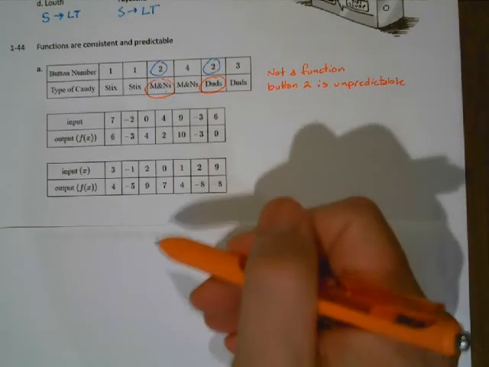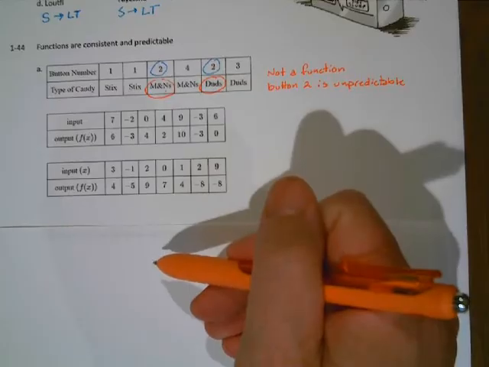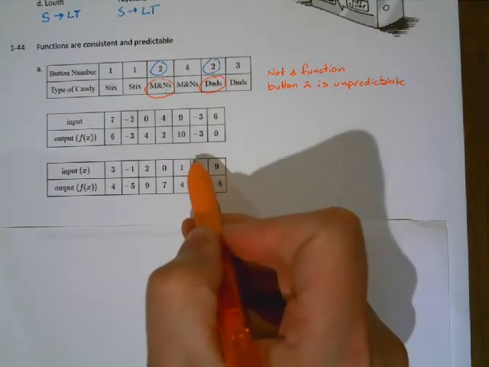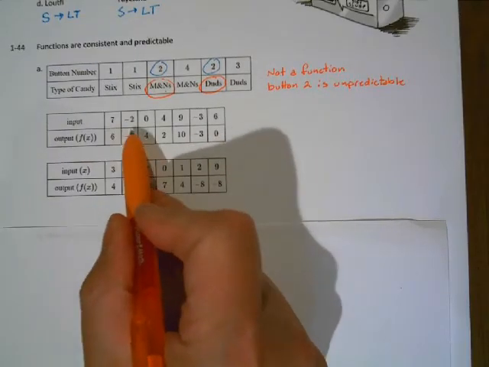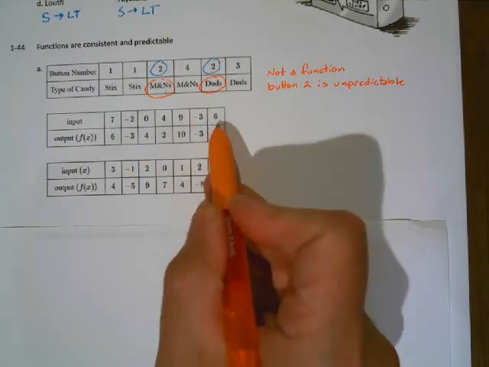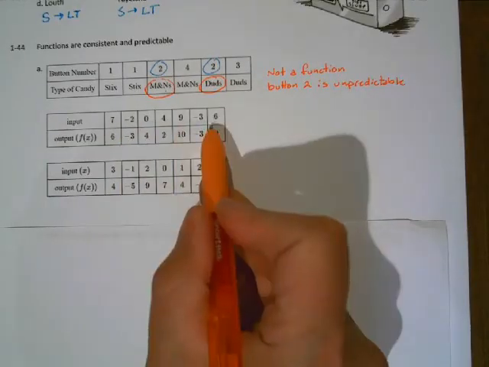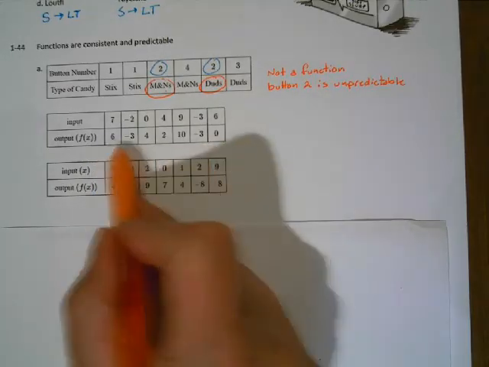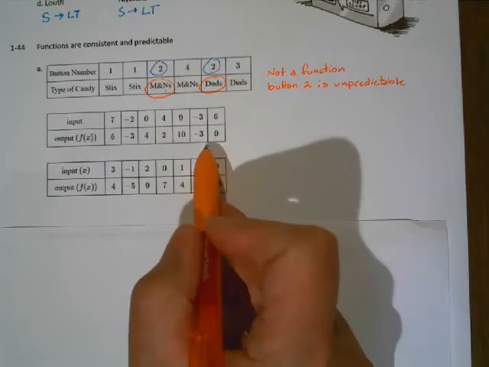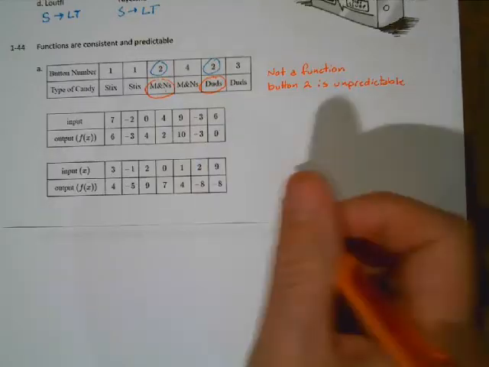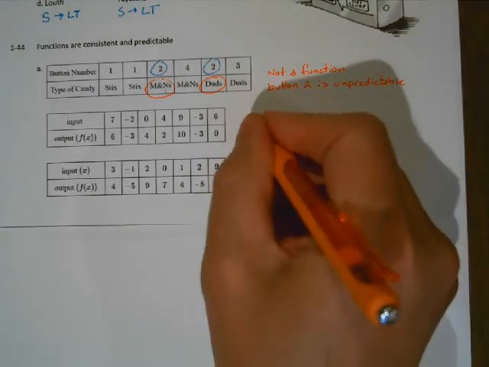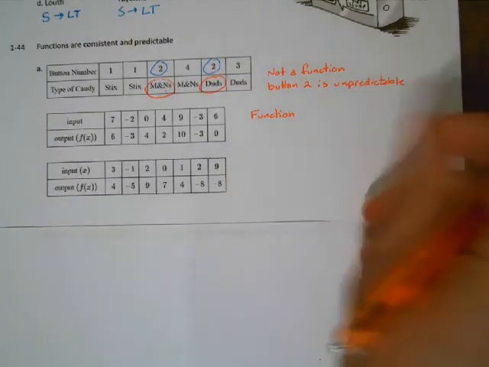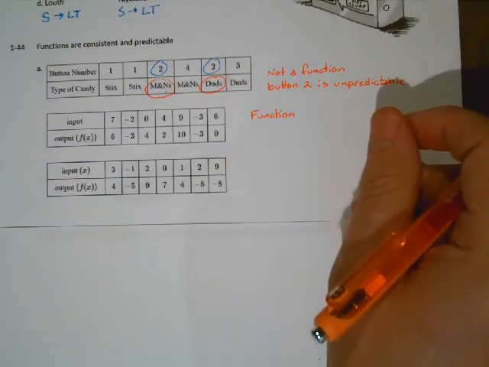Because the inputs are related to the outputs, but are they related in a way that it's predictable? And we would say yes, it's predictable, because look at up top. I've got 7, -2, 0, 4, 9, -3, 6. None of those inputs repeat. So if they don't repeat, I'm just getting one answer for each of those non-repeating inputs. So we would say it is a function. Each time I have an input, I'm getting an output that's predictable.